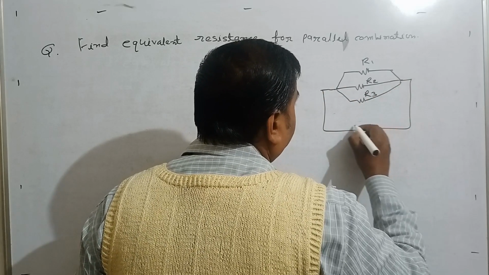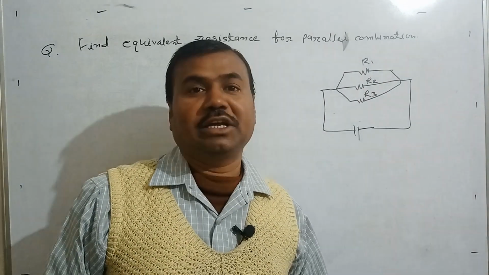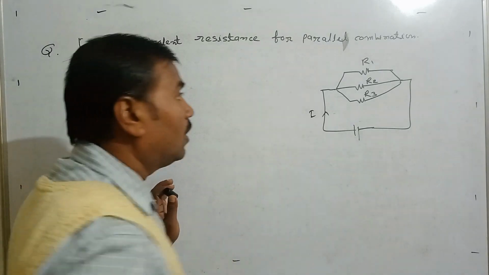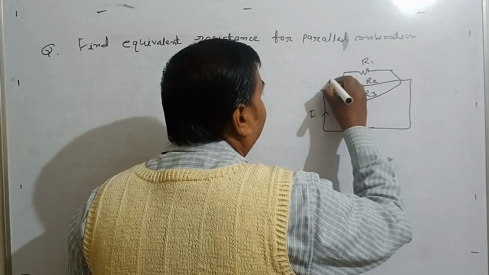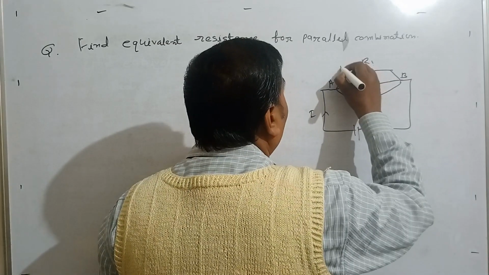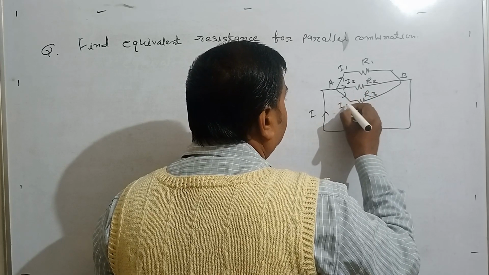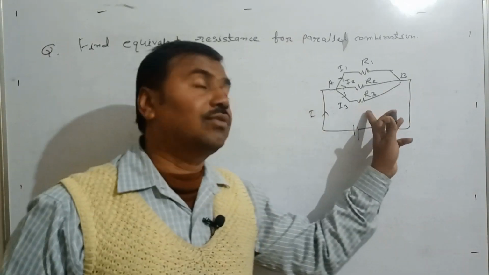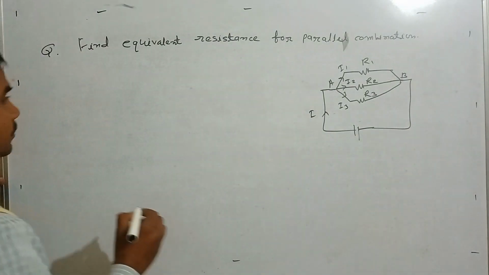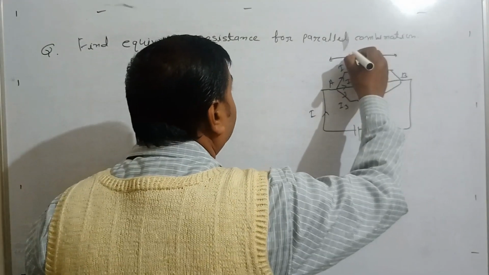These are combined in parallel series. R1, R2, and R3 resistors are combined in parallel series. Current I flows in the circuit. Current is divided at point A. Through resistance R1 flows current I1, through R2 flows current I2, and through R3 flows I3. Total current is I, and the potential difference between points A and B is V.